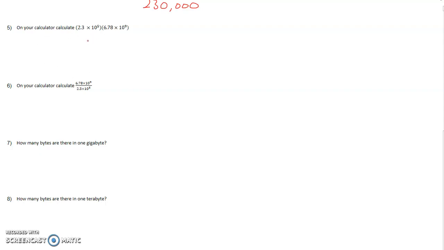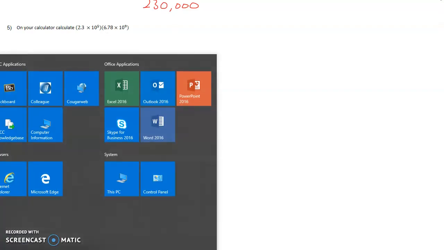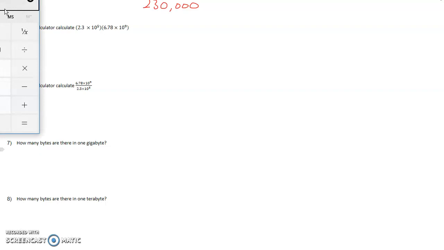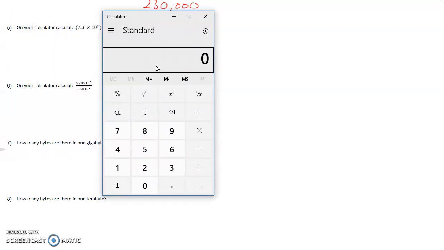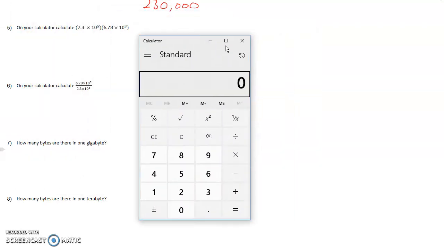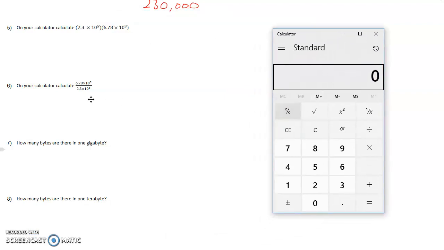On your calculator, calculate 2.3 times 10 to the 5th times 6.78 times 10 to the 9th. Well, when I get my calculator out, I actually don't have any sort of exponential notation. So rather than do that, what I'm going to do is show you how we would take care of this operation if we didn't have a calculator that had exponential notation.